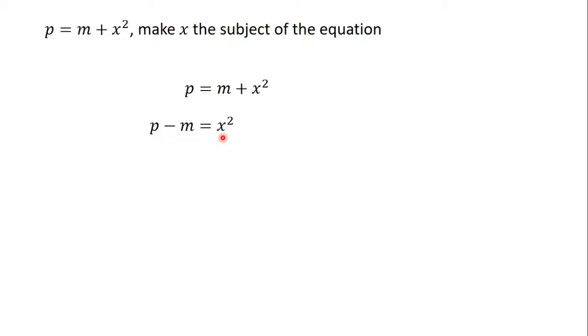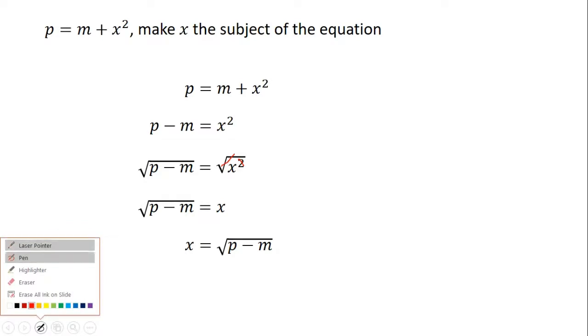The question said we should make s the subject of the equation, not s squared. So what do we do? Because s is a square term, we have to take the square root of both sides of the equation in order to make s the subject. So we take the square root of the left hand side and the square root of the right hand side. Now when we do that, you will see that the square will cancel the square root sign so that the s can stand alone. So square root of p minus m is equal to s, or s is equal to square root of p minus m.